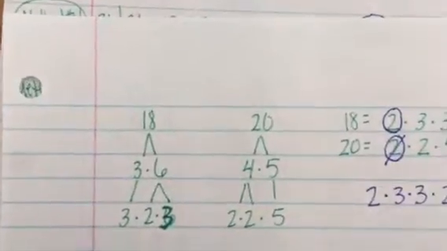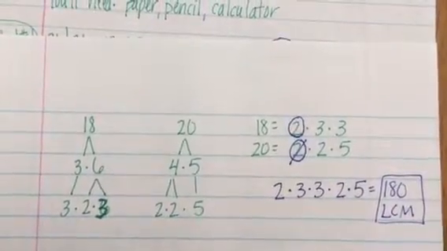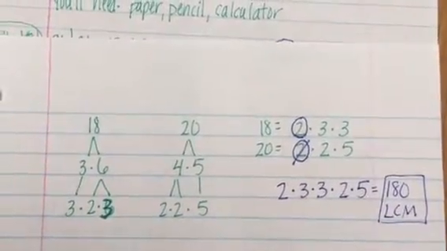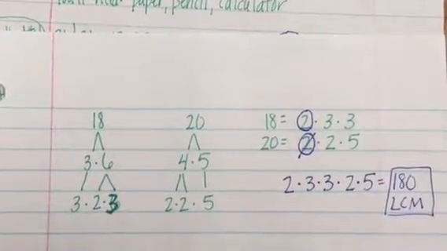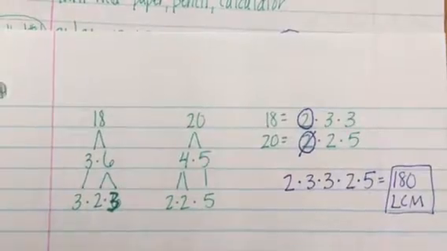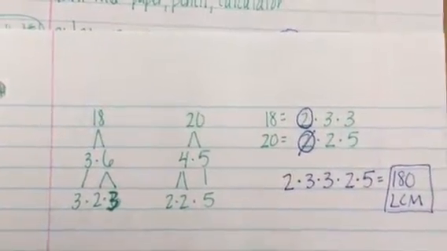All right, here I have the factor trees for 18 and 20. I find that they both have a 2 in common. So I keep the 2 that goes with 18, and I multiply 2 times 3 times 3 times 2 times 5, and I get 180 as my least common multiple.